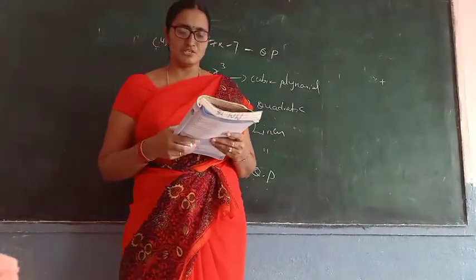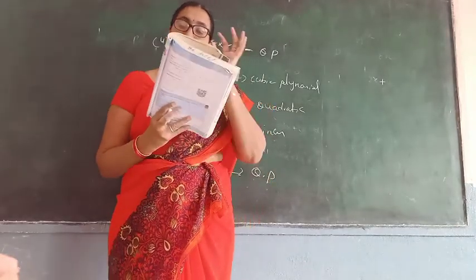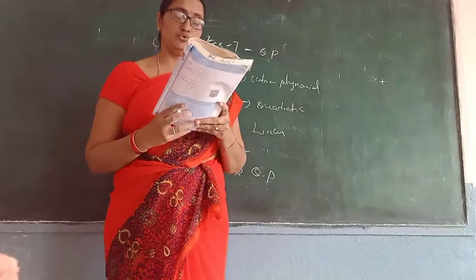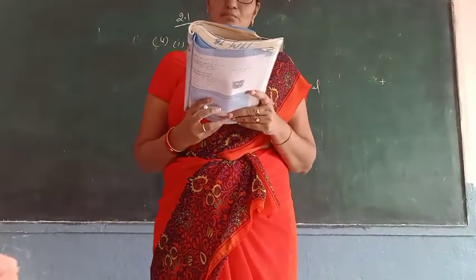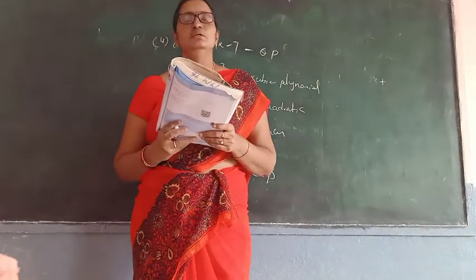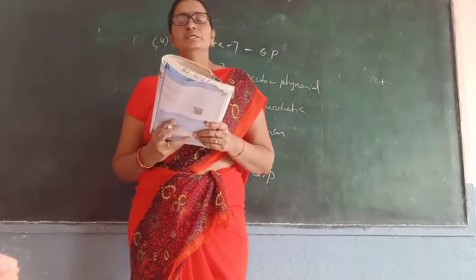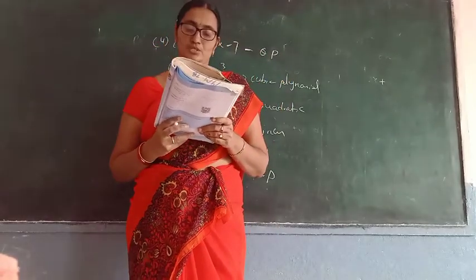Next, fifth problem. State whether the following statements are true or false. Justify your answer. Some statements are given, and we have to find whether they are true or false. Fifth problem, the first one: a binomial can have at the most 2 terms. We know a binomial has 2 terms. Therefore, the given statement is true because a binomial has 2 terms.